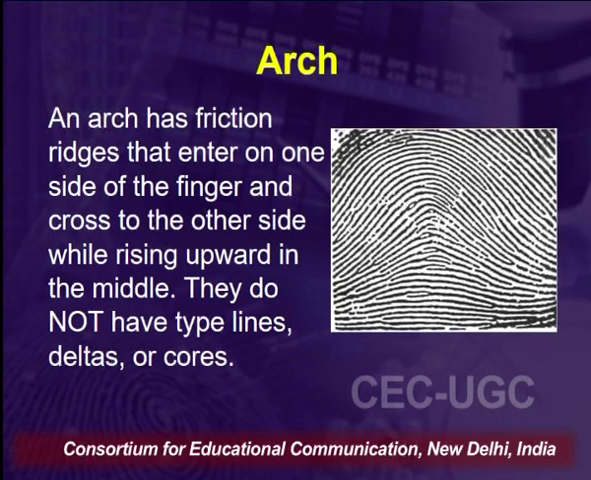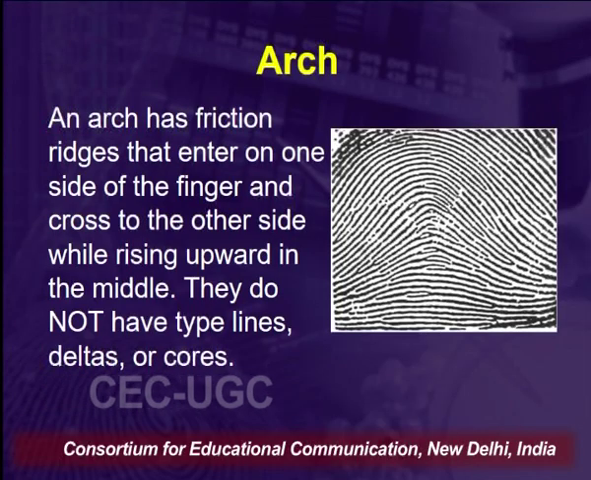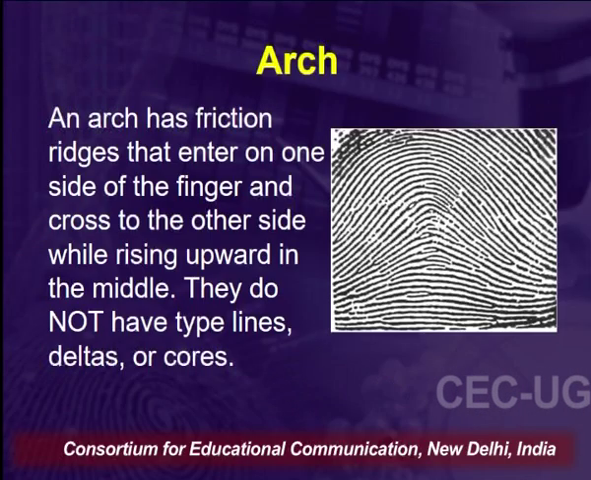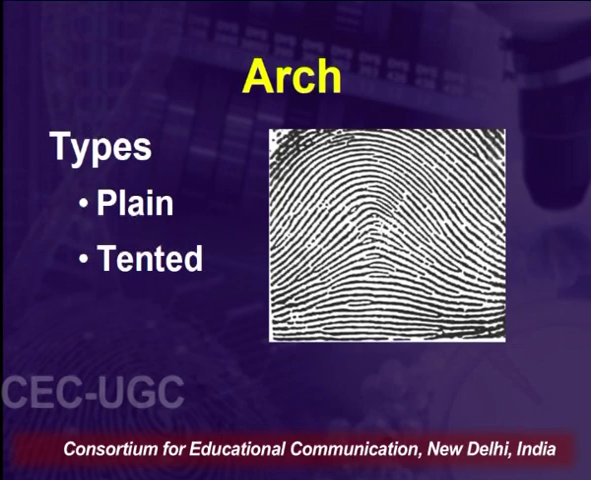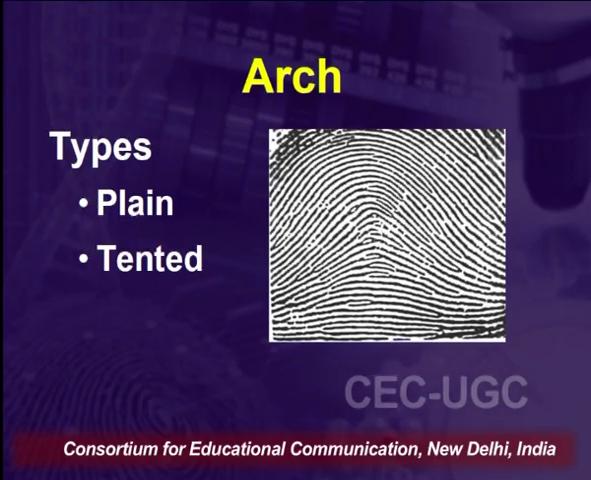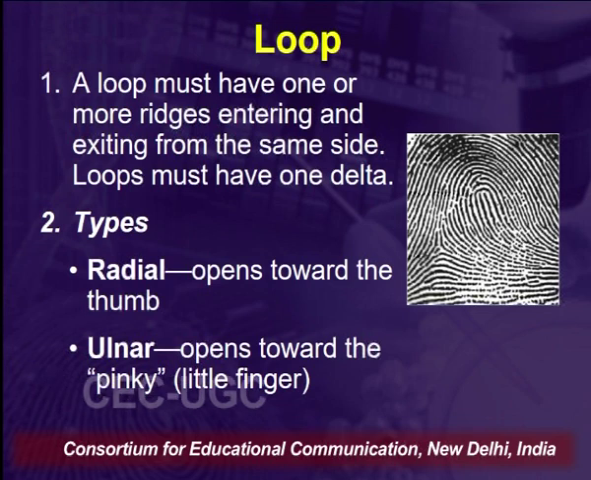The arches can be divided into two types, the plain arch and the tented arch. When the ridges are flowing, entering from one side and coming out from the other side, we call that pattern the arch pattern. If there is a rise in the middle, we call that arch a tented arch, but if there is no rise in the middle, we call it a plain arch.